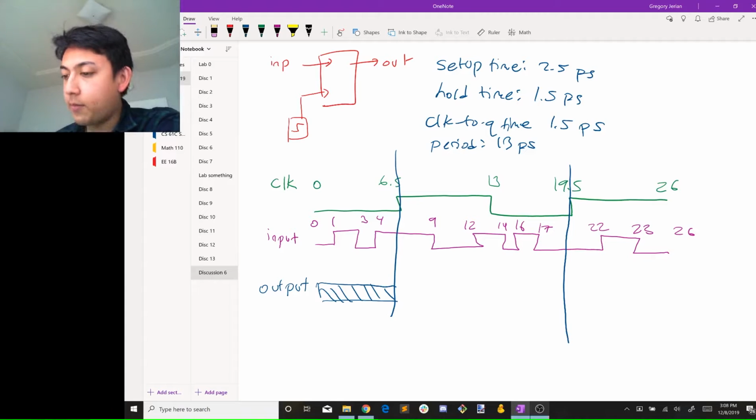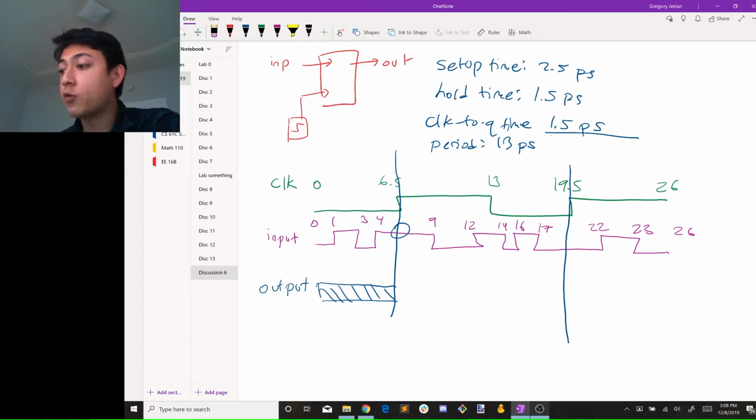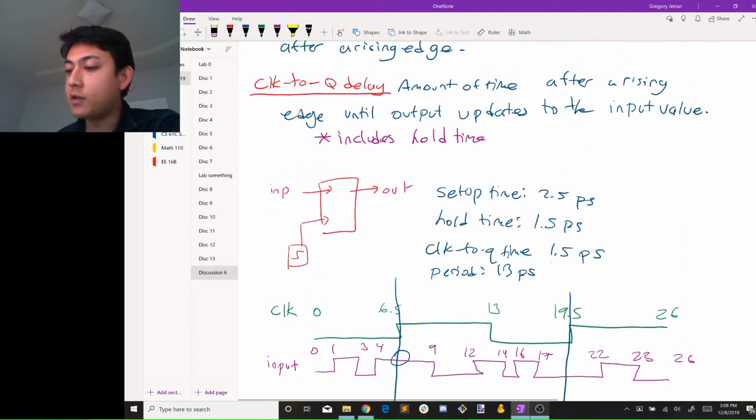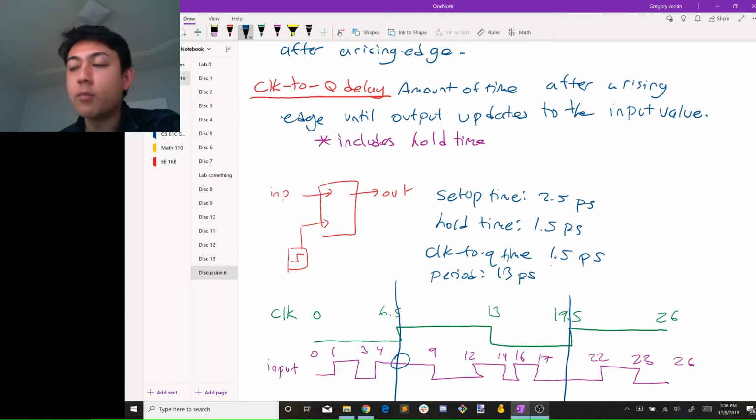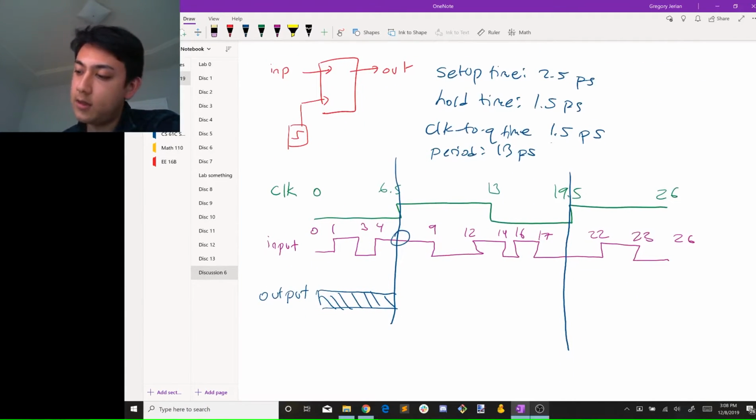So our output is going to be undefined for 6.5 picoseconds, but right here at 6.5, we're going to get our input and then propagate it over to the output. But it doesn't happen immediately. It happens after the clock to Q time. There's a little delay between when it shows up at the input and when it shows up at the output. So the output isn't going to update until 1.5 picoseconds after the rising edge of the clock. That's because we define the clock to Q delay as the amount of time after a rising edge until the output updates to the input value. So it follows the definition. Let's wait another 1.5 picoseconds, undefined, until 8, because this right here is 6.5. So we waited 1.5 more picoseconds and we got to 8.